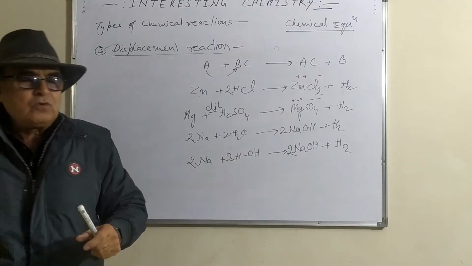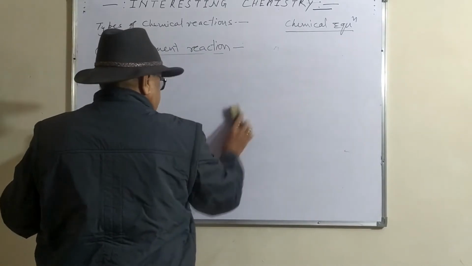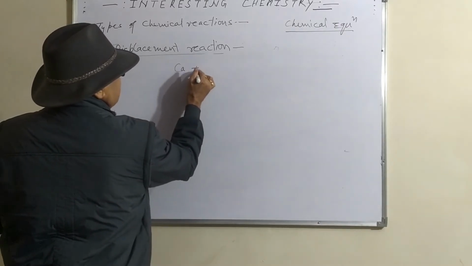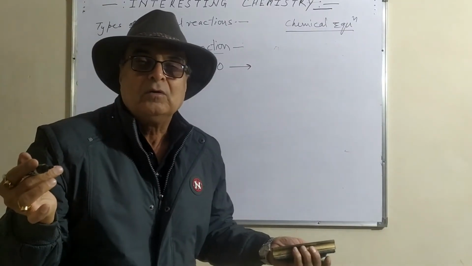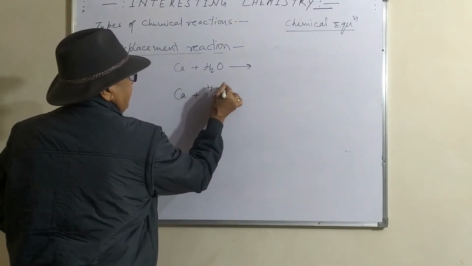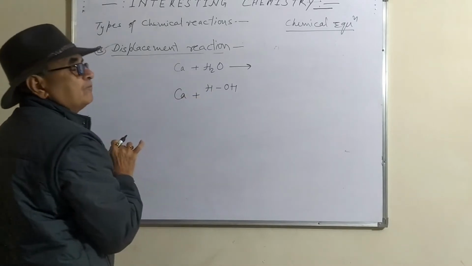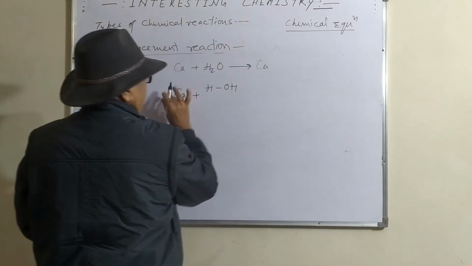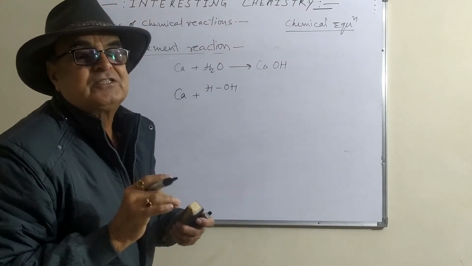I will give you some more examples about this. Take the example of calcium. When calcium is added into the water, what will happen? You don't know. But if you write calcium in this way, and this is HOH, calcium will replace hydrogen. Then Ca and OH, so the newly formed compound will be calcium hydroxide.